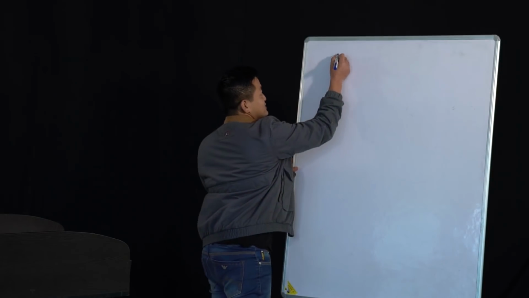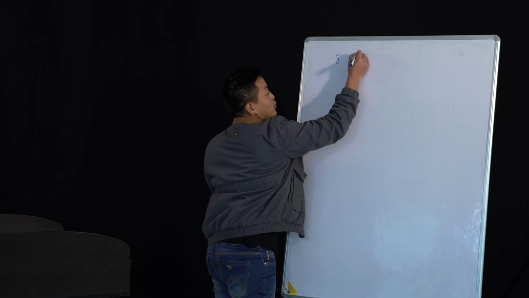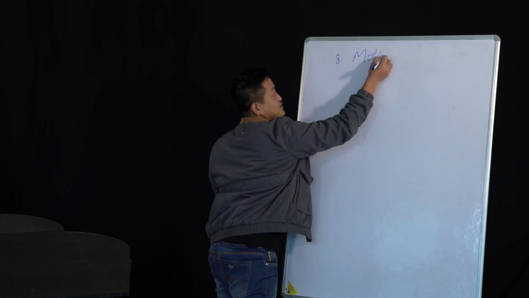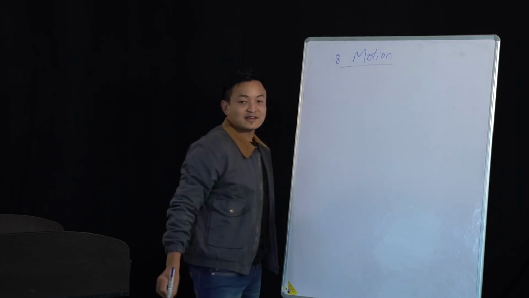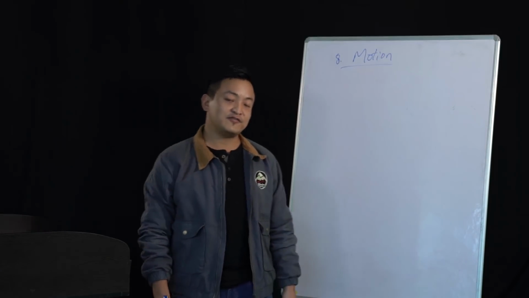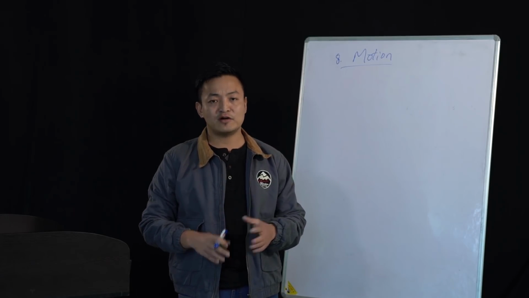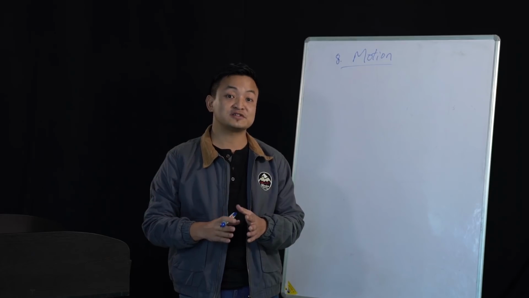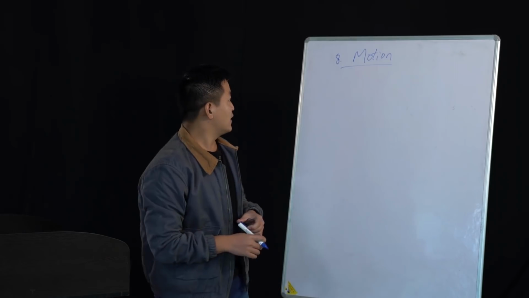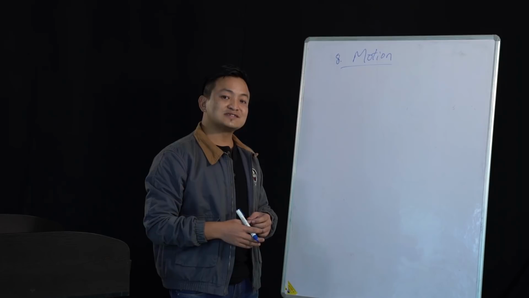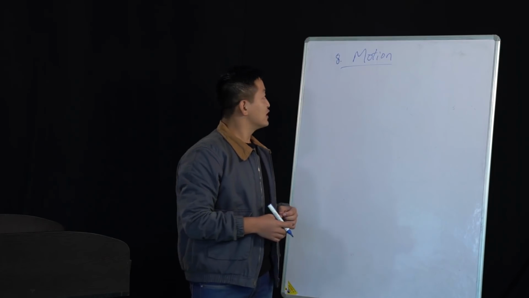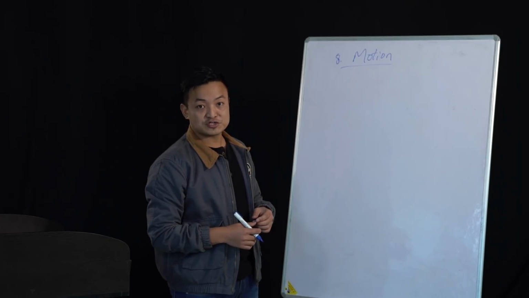So we are in chapter 8, that is motion, which is the first part of the physics for class 9. Yesterday we covered motion, physical quantity, a basic introduction about the chapter, and also a system of units. So today we'll start with different types of motion.